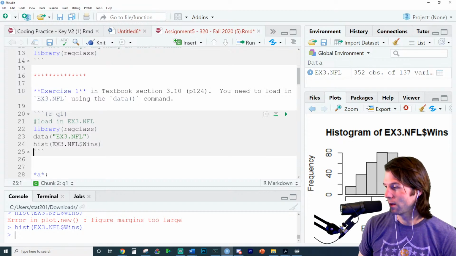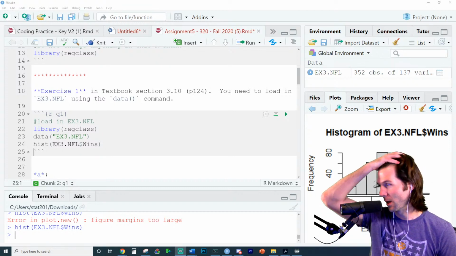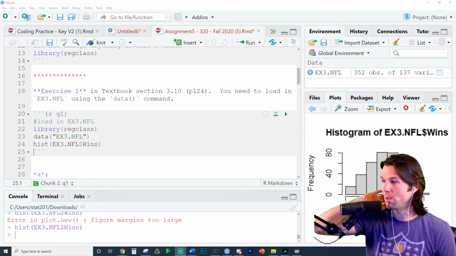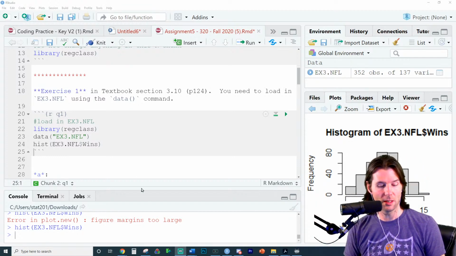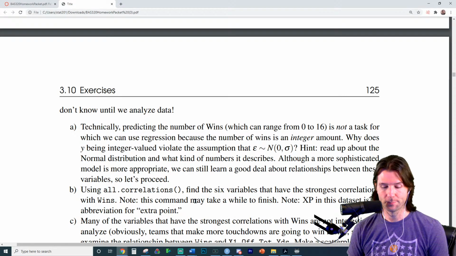This is just helping us explore the data and understand what's going on. If I go away, where's my go away button? There we go. So you can see the histogram of wins, and it's kind of normal. It's centered around 7 or 8 because about half the teams are at about the middle, the middle ground. So we have here the histogram and reviewing it. Let's go back to right here.